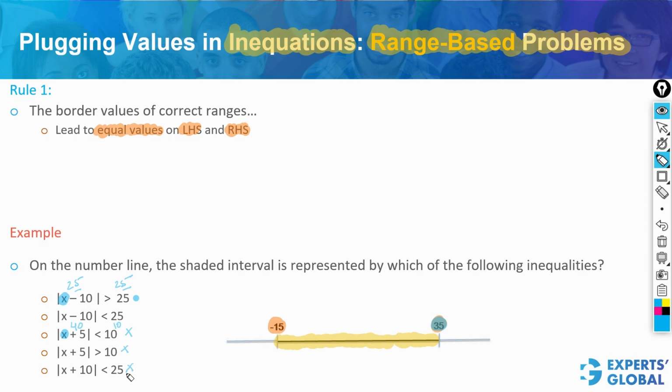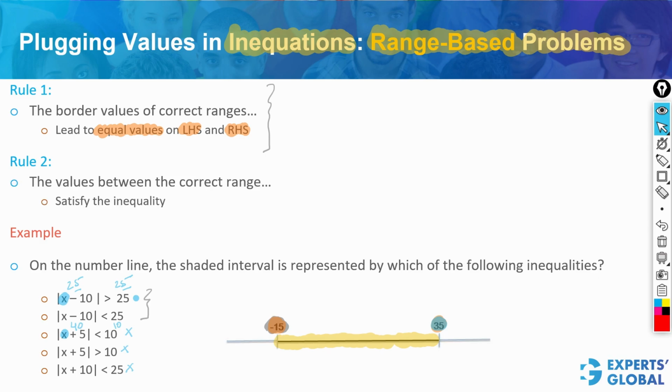Two answer choices remain. Let's now try putting in minus 15, and unfortunately for us, both the remaining answer choices lead to equal values on left-hand side and right-hand side when x is minus 15. Therefore, no other answer choice can be eliminated using the first rule. Therefore, let's look at the second rule now. The second rule is that the values between the correct range satisfy the inequality. Therefore, if we select the value of x from anywhere in this range, the correct answer choice should hold.